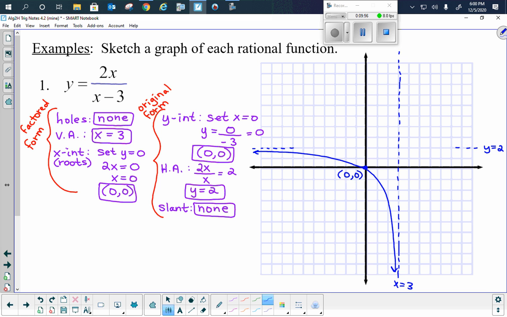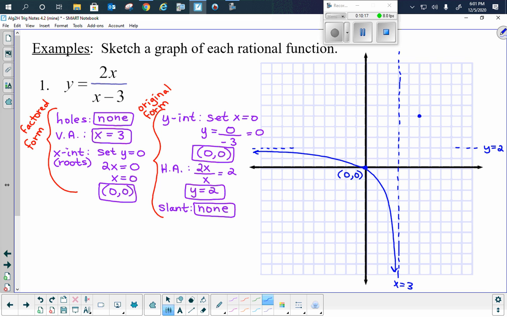So for instance, if I take x equals 5 and plug it into the original equation, 2 times 5 would be 10, over 5 minus 3 would be 2, so 10 over 2 would be 5. So I'm just plotting points, okay? So (5, 5) is on my graph. There you go. That's all I need.